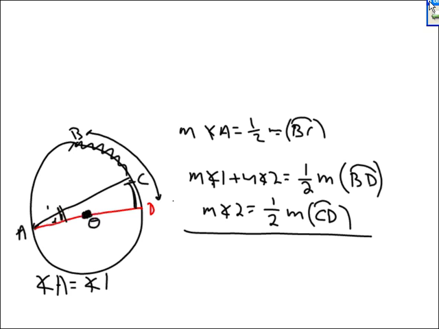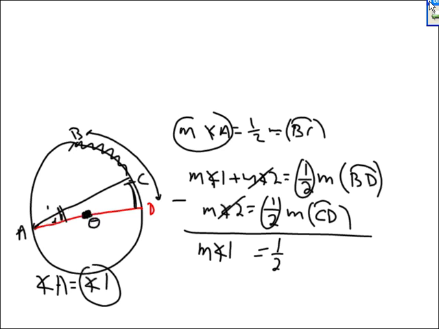Now, the reason I want to subtract is because I want the measure of angle A, and remember, that's the same as the measure of angle 1. On the left side of the equal sign, when you subtract, the measure of angle 2 disappears. So you just have the measure of angle 1. And on the right side, I can factor out the half. You have 1/2 the measure of arc BD minus the measure of arc CD.